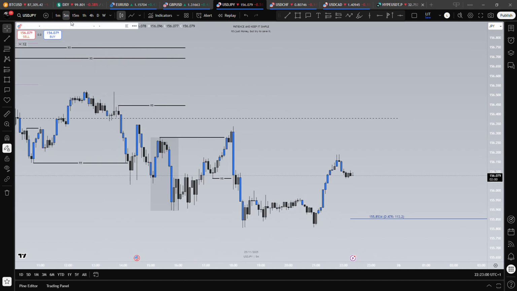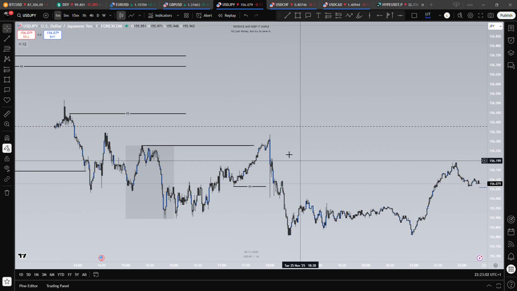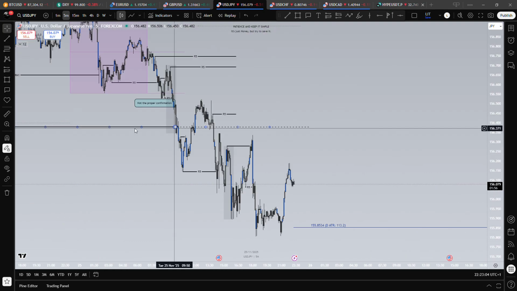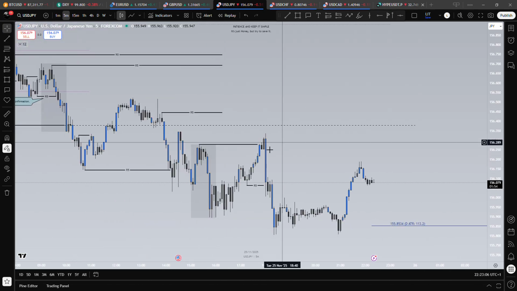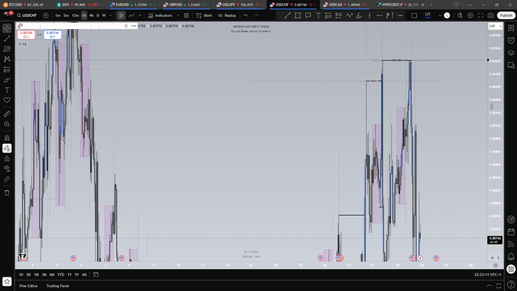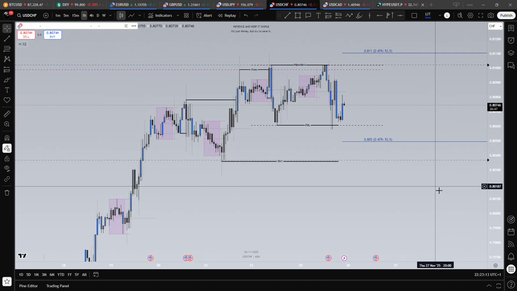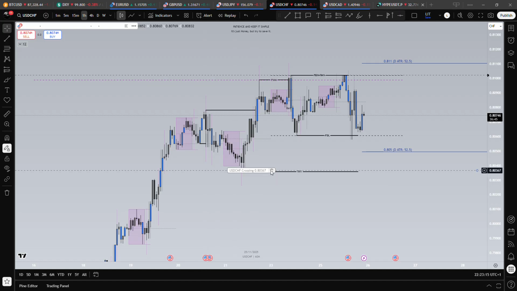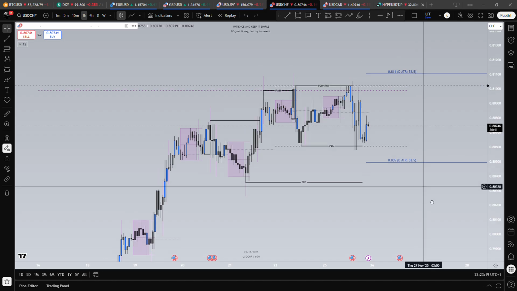So yeah, no trade for me. We had a lot of wicks, so here we could have looked for a continuation trade if it was in timing, but it wasn't in this case. Okay, USD CHF, I think I didn't take any trades here. I took them on USD CAD probably.